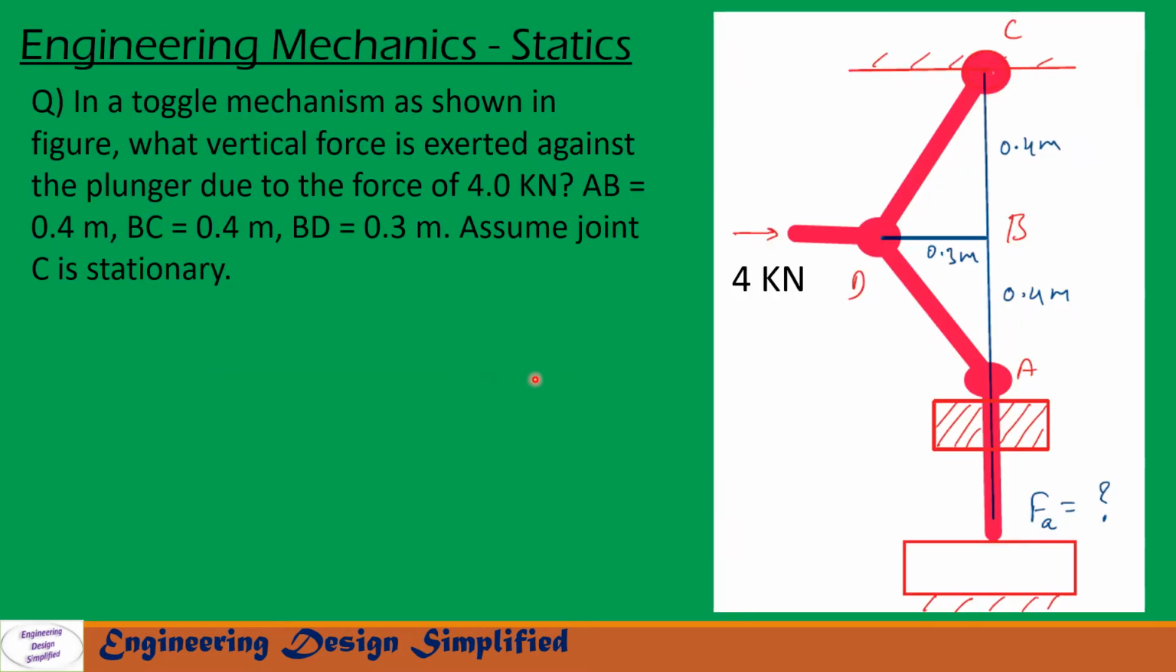Today's problem is in a toggle mechanism as shown in the figure. What vertical force is exerted against this plunger due to the force of 4 kilonewton applied here? So AB is 0.4 meter and BC is 0.4 meter and BD is 0.3 meter. Assume joint C is stationary.